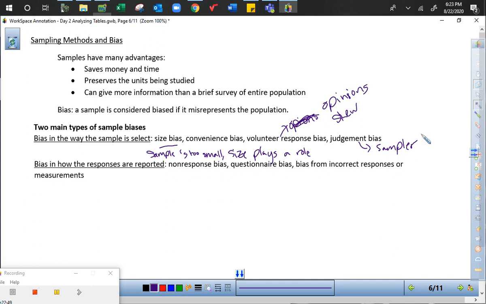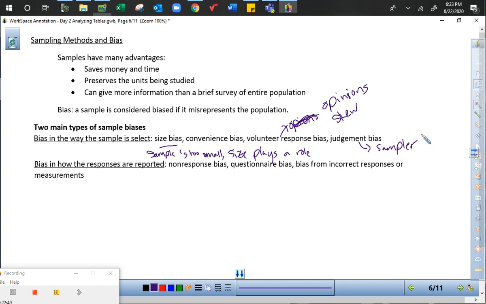The second branch of biases is how the responses are reported. This is really prevalent in surveys. One is non-response bias. If you send out a survey and you're letting everybody be your sample, some people may not respond, and that leaves out some important information. Questionnaire bias: if questions are worded one way or the other, that lead you into the answer you're supposed to give based on what data they want to collect, that causes a bias.